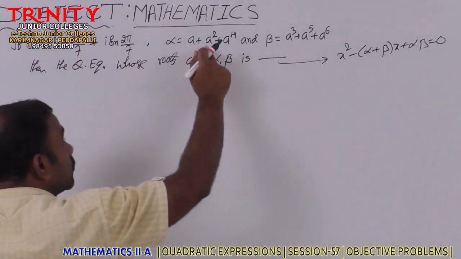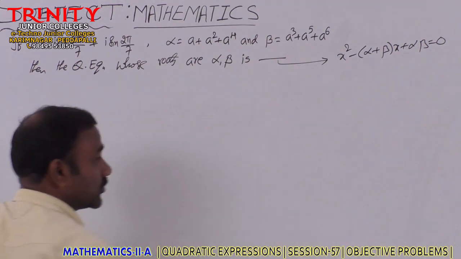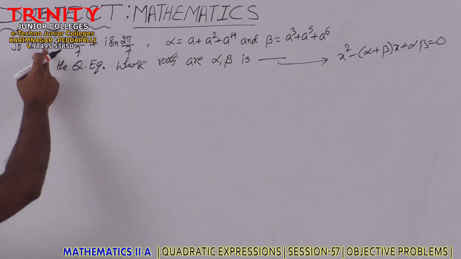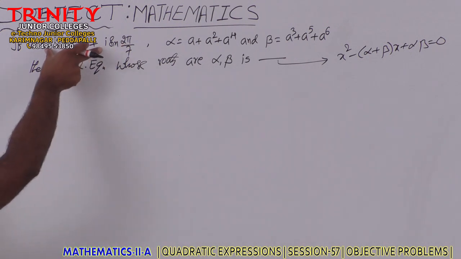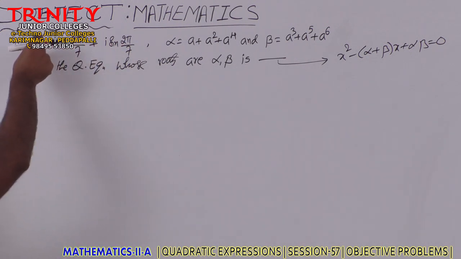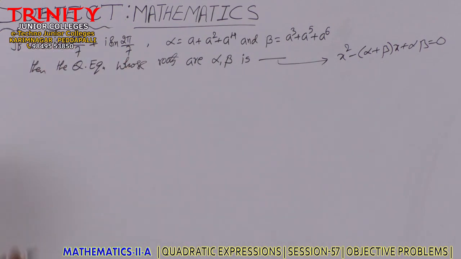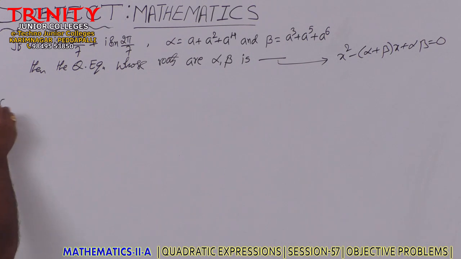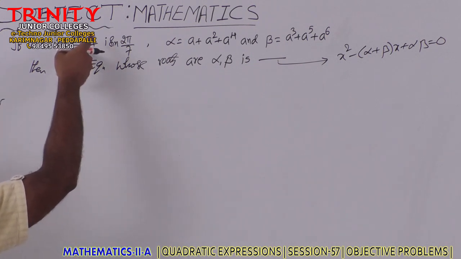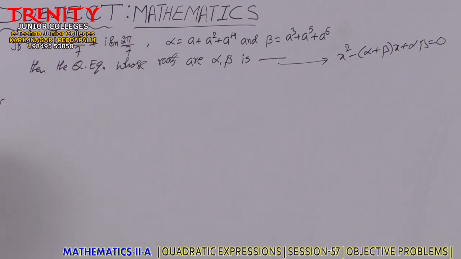To get the meaning of these values, he gave one condition where a is representing cos 2 pi by 7 plus i sin 2 pi by 7. By using this condition, what is a represented by? Now we have to see what is the meaning of a. Why was it given as cos 2 pi by 7 plus i sin 2 pi by 7?